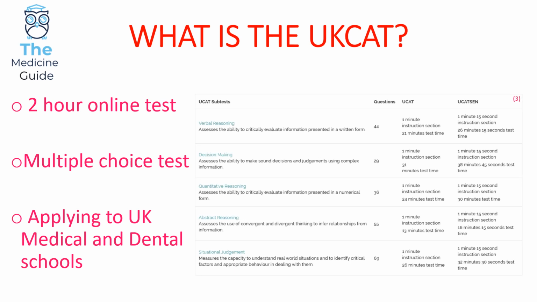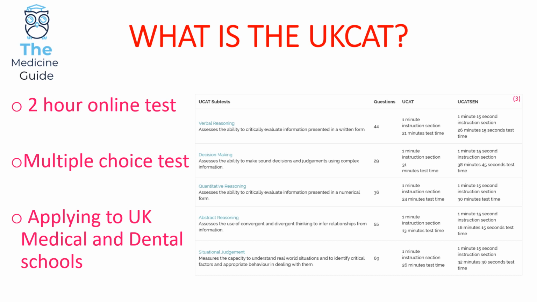So the UKCAT consists of 5 key components. Firstly, there's the verbal reasoning. Students will have 44 questions to complete, and they'll be given a total of 21 minutes. Next, students have the decision-making aspect to complete, so 29 questions in 31 minutes. Then there's quantitative reasoning, which is just the maths component of the test, so that's 36 questions and 24 minutes.